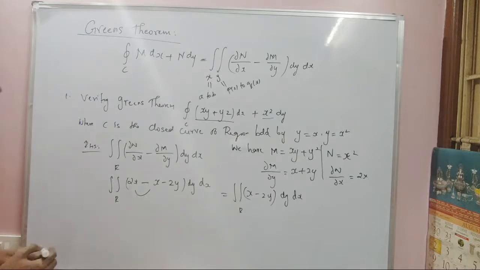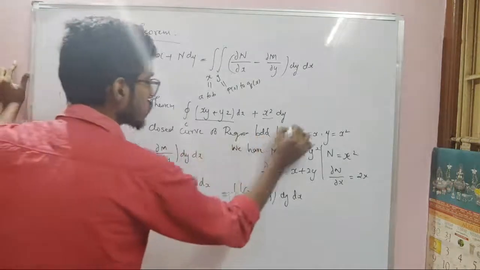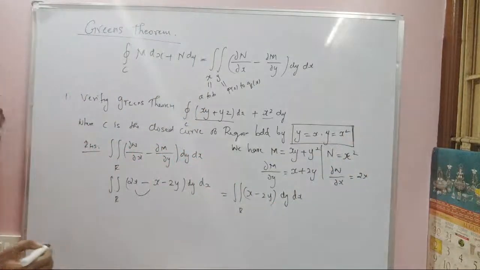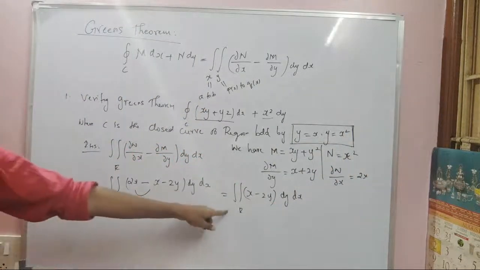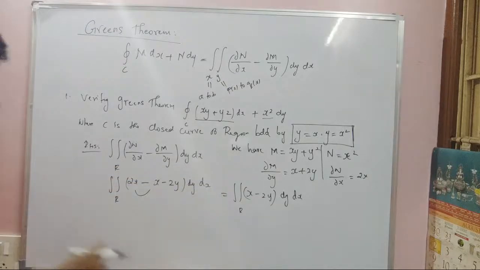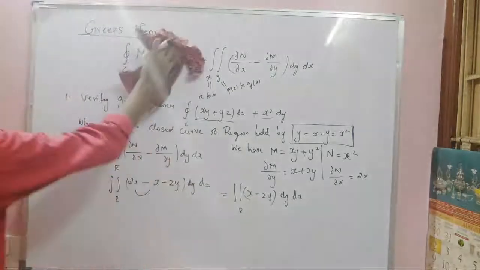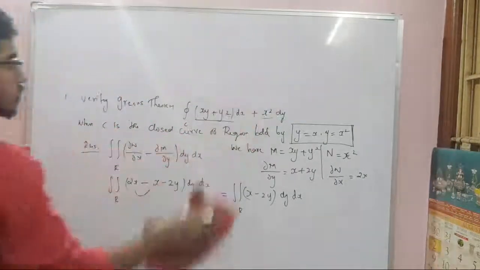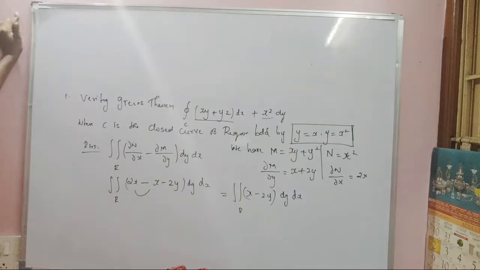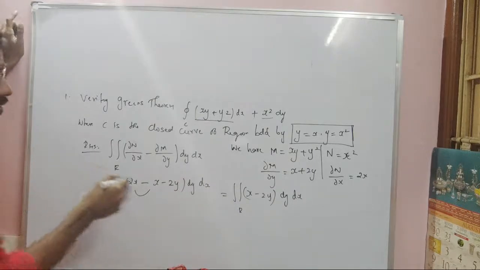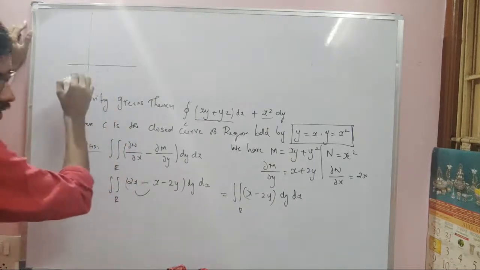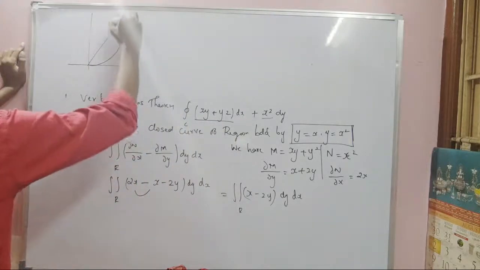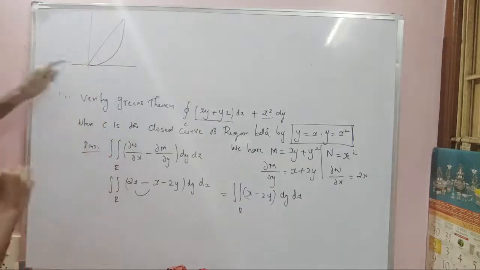You can see that C is a closed curve bounded by y is equal to x and y is equal to x square. From this information we need to find the x limit and the y limit. We know that the y limit has to be a function of x and the x limit has to be a number. Now we can see y is equal to x and y is equal to x square. So this is our C, sorry, this is our R.